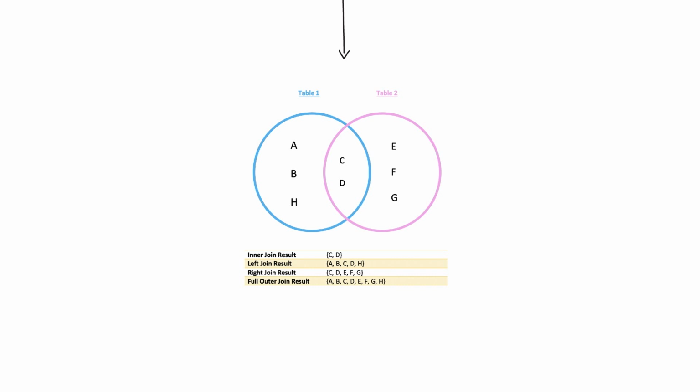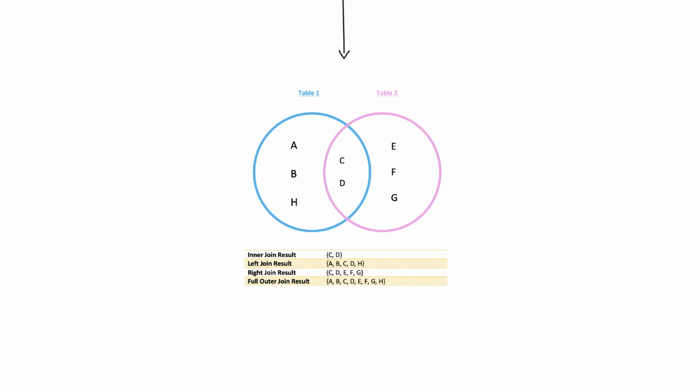Left join is used to select all the rows from Table 1, and in addition to everything from Table 1, we're also selecting the rows from Table 2 that meet the join condition. So again, in our visualization, if we take everything from the left side and the middle, we're left with the set of rows A, B, C, D, and H.